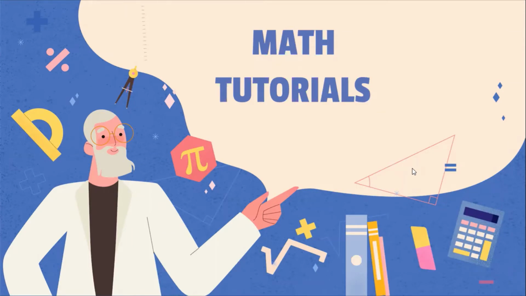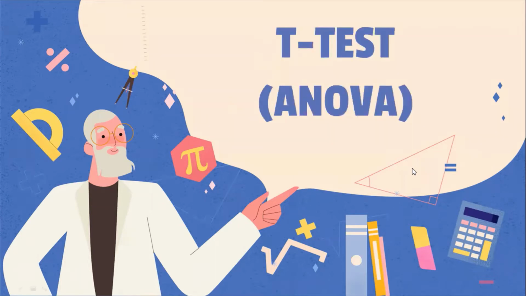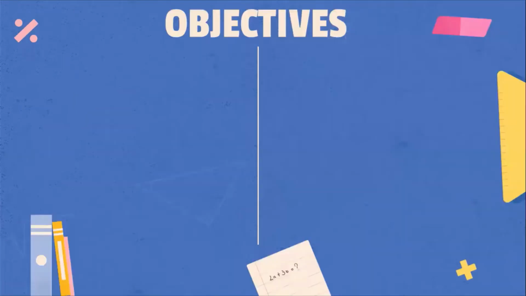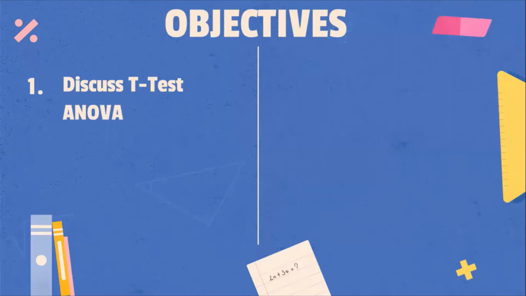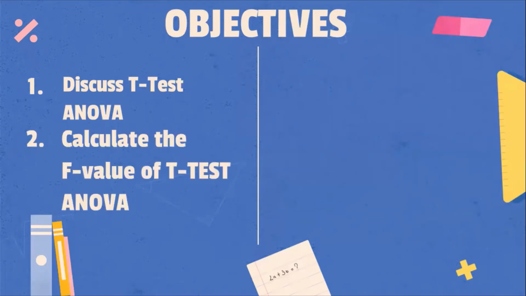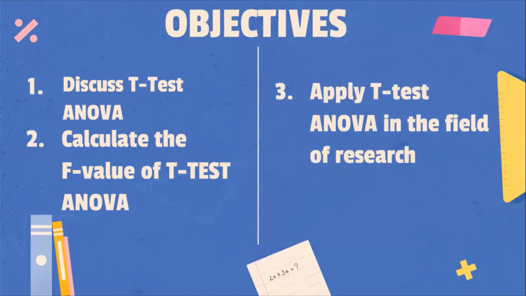For today, we are going to discuss t-test ANOVA. What are the objectives of this lesson? Number 1, discuss t-test ANOVA. Number 2, calculate the F value of t-test ANOVA. And number 3, apply t-test ANOVA in the field of research. Those are the objectives that we need to meet at the end of this lesson.